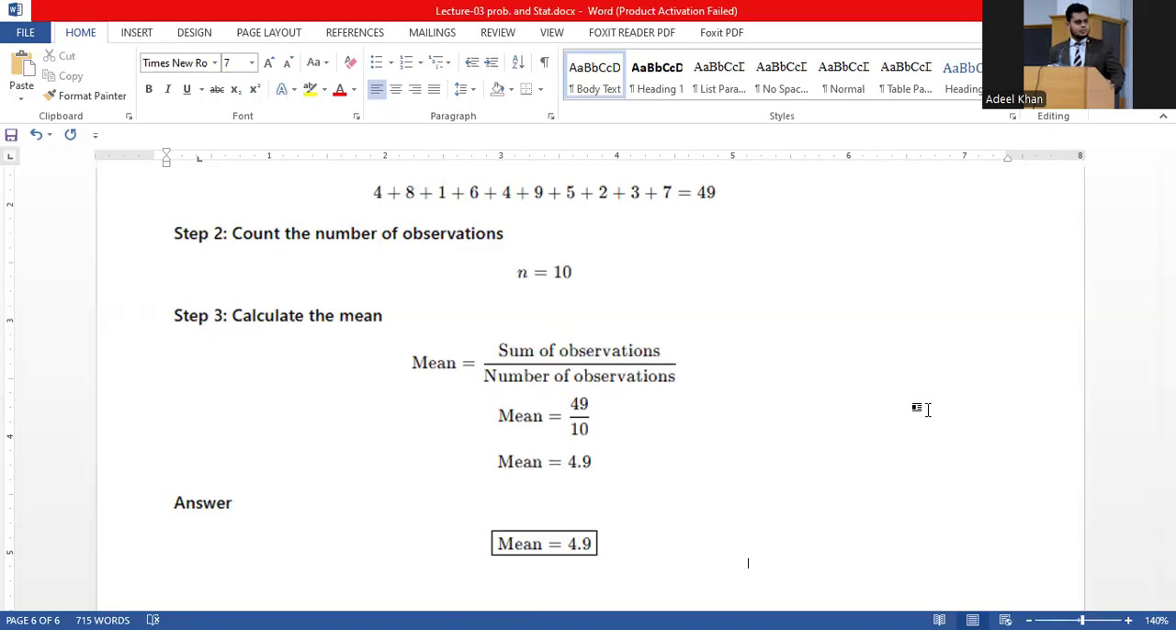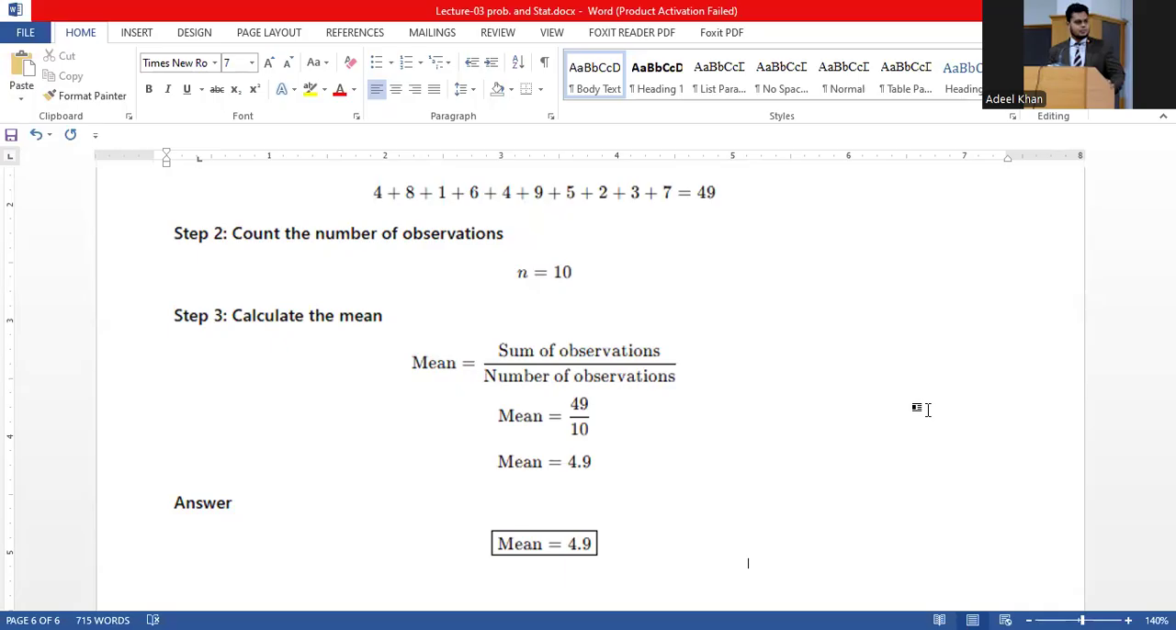So for the sake of simplicity, we got the value. So this is the way we can find the mean value from this kind of data.